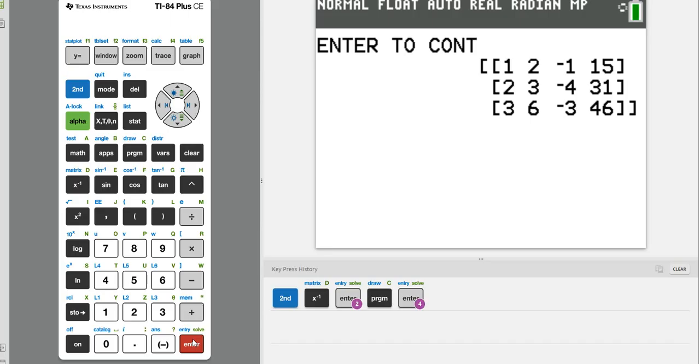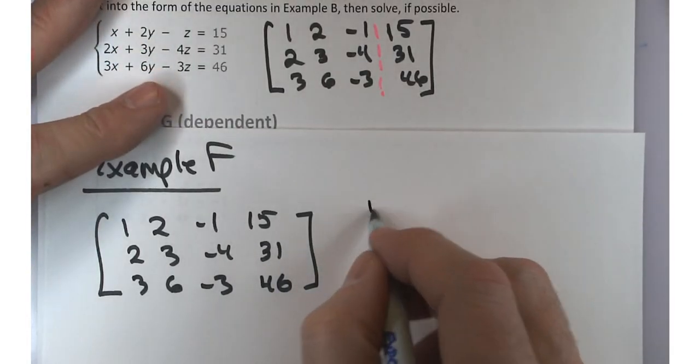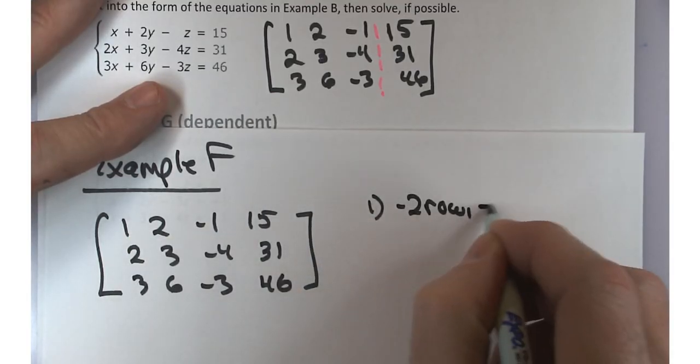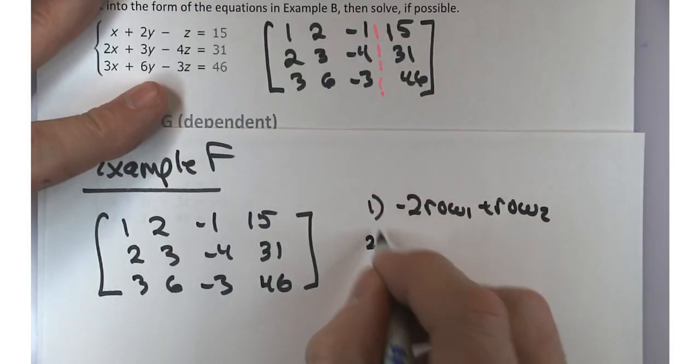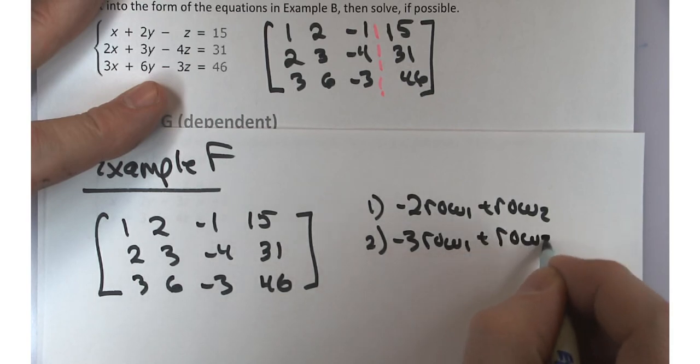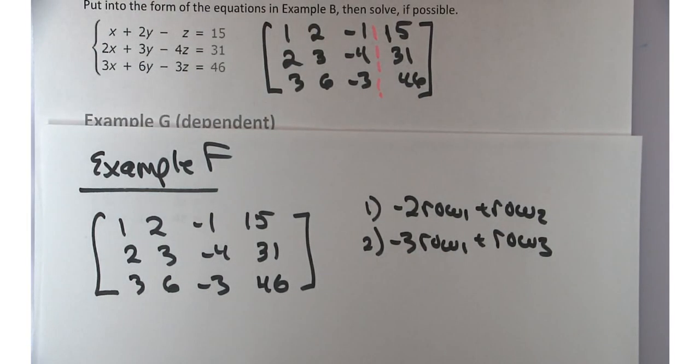So let me copy down the matrix here. 1, 2, negative 1, 15. 2, 3, negative 4, 31. So what I'm going to do is just kind of log all the different commands that we're going to do. First of all, we're going to take negative 2 times row 1 and add it to row 2. And then I'm going to take negative 3 times row 1 and add it to row 3 per Ellie's suggestion. So we'll do both of those.